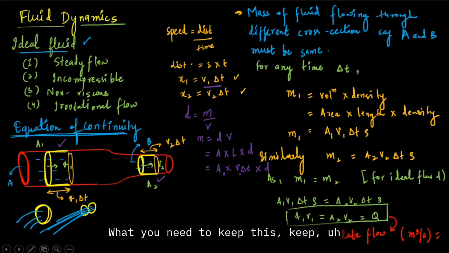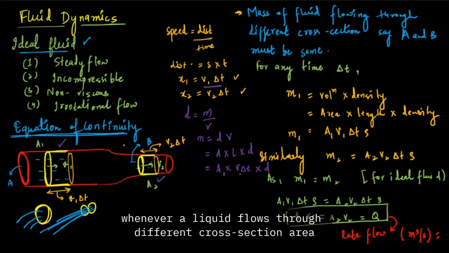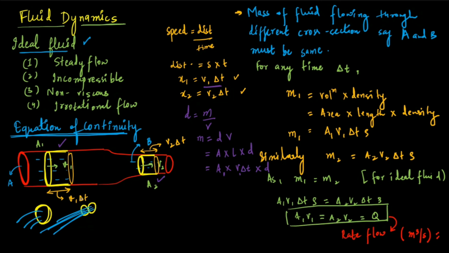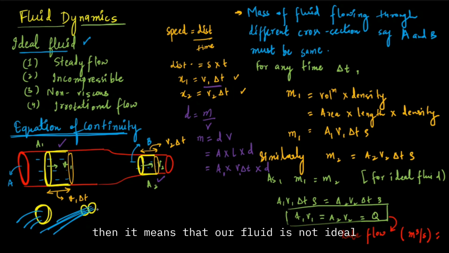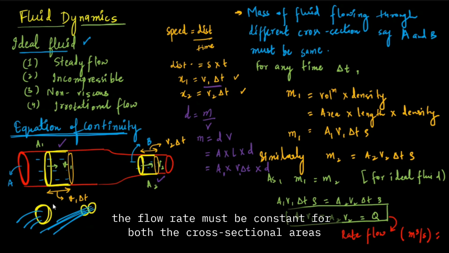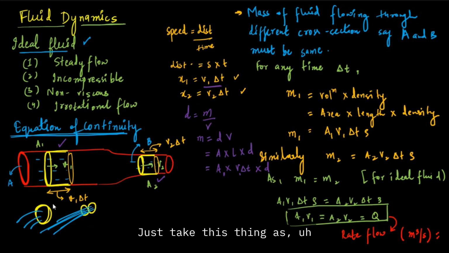What you need to keep in mind is, whenever a liquid flows through different cross section areas, the amount of mass of liquid flowing through that cross section area in a given or same pipe must be the same. It must not be different. If it is different, then it means that the fluid is not ideal. But most of the time, the fluid we are dealing with is generally an ideal fluid. So if we are dealing with an ideal fluid, the flow rate must be constant for both the cross section areas. Just keep this point in mind.